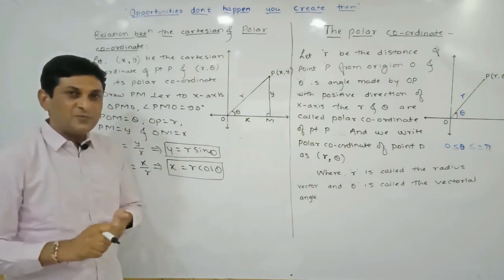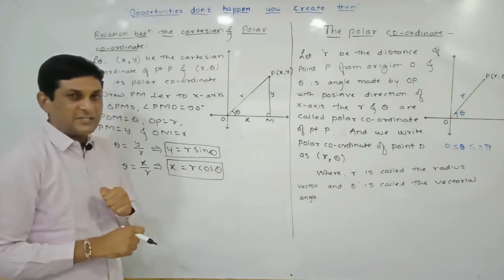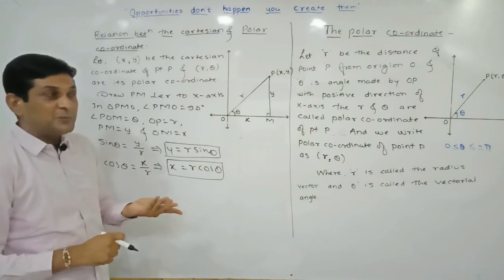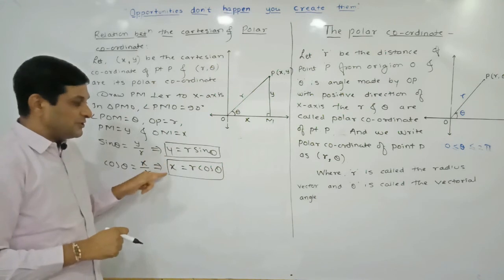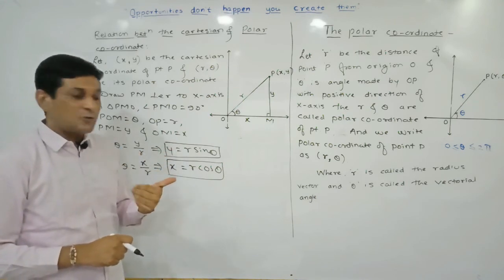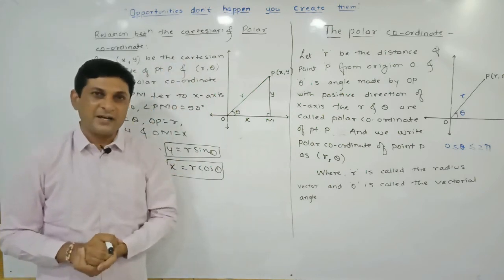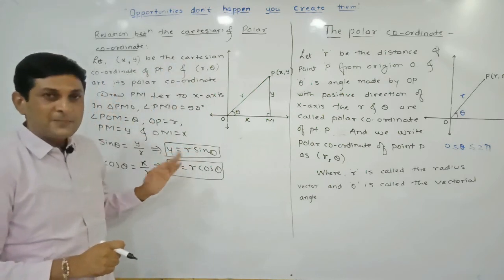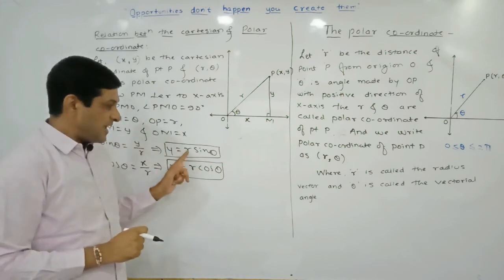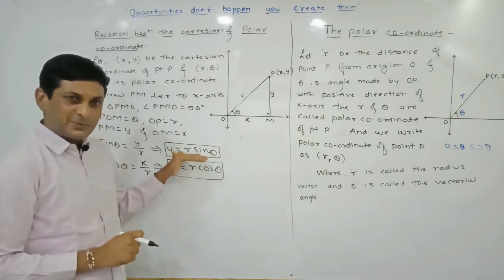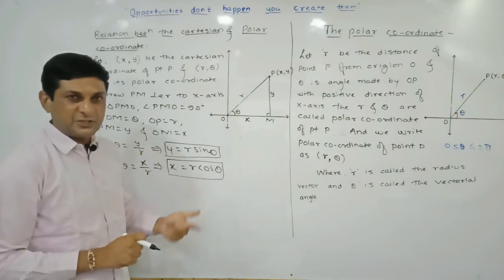But these formulas are applicable to find the value of X and Y if R and theta are given to us. If R and theta are given, it means polar coordinates are given to us. Using this relation we are able to find X and Y, and X and Y are nothing but Cartesian coordinates. That's why these results are called the relation between polar coordinates and Cartesian coordinates. If the values of R and theta are given, substitute these values in these formulas, and we will get the values of X and Y, which means the Cartesian coordinates.